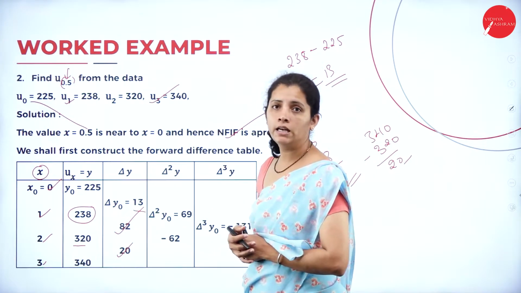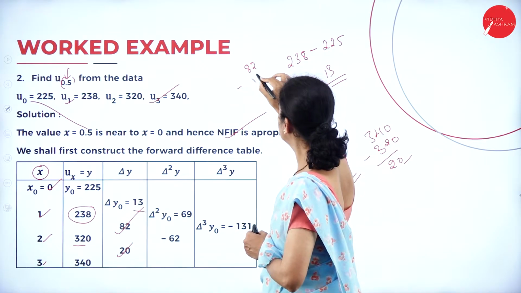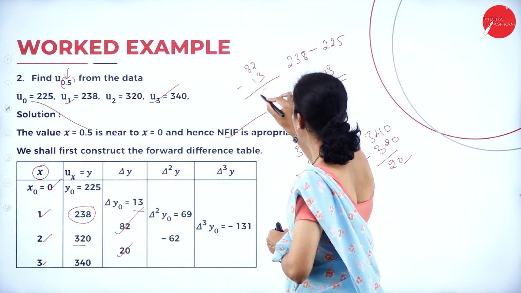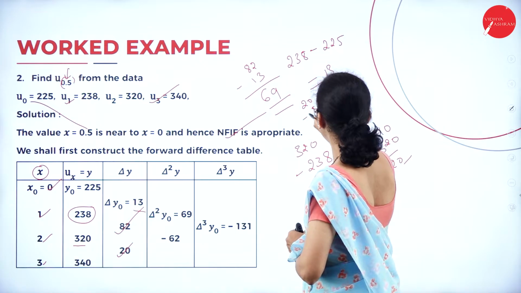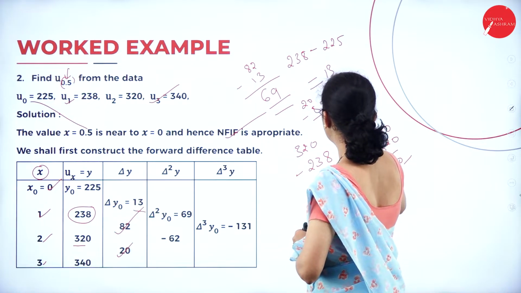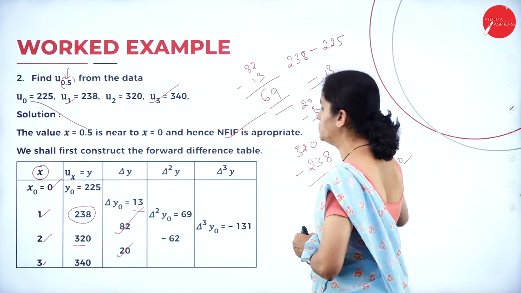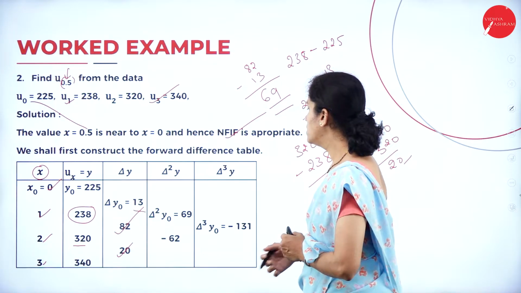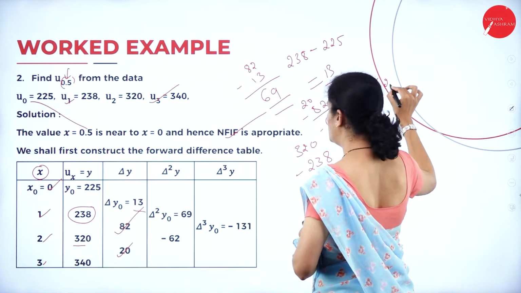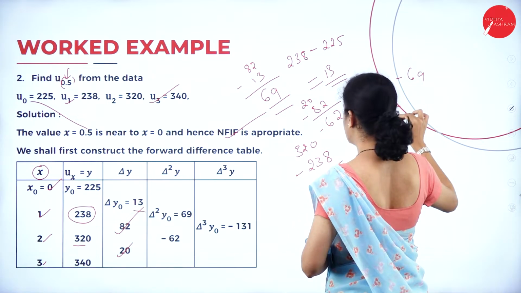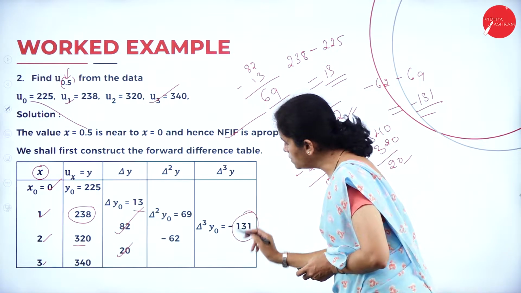To find out delta square y, it is 82 minus 13. So the answer is 69. Now 20 minus 82, the answer is minus 62. Okay, now minus 62 minus 69, the answer is minus 131. So I got minus 131.